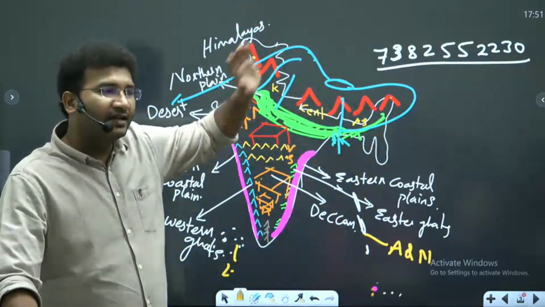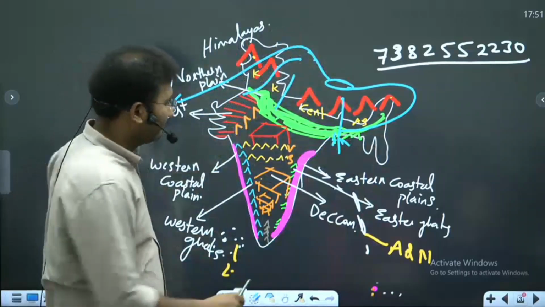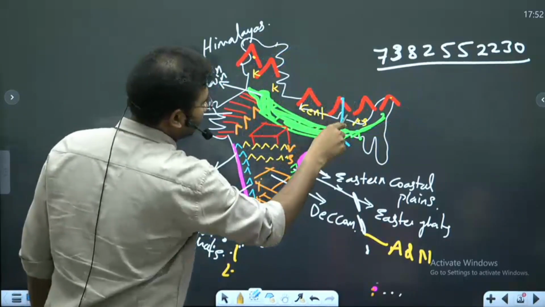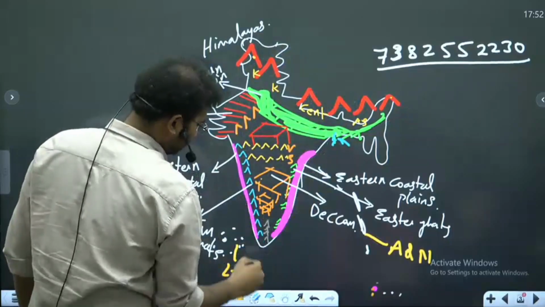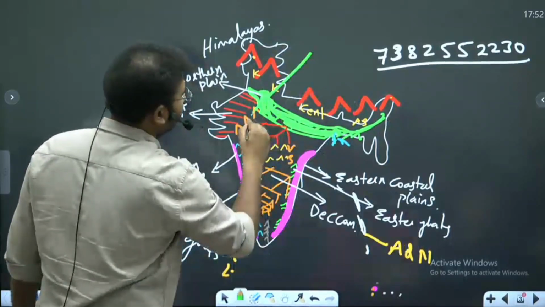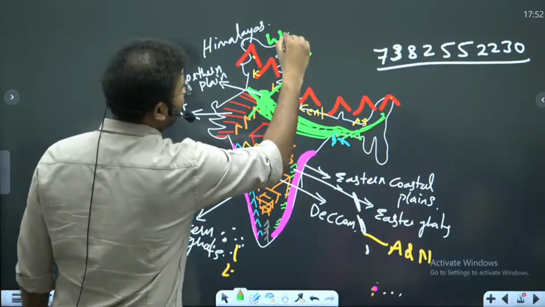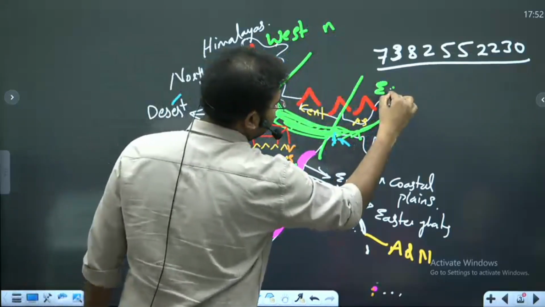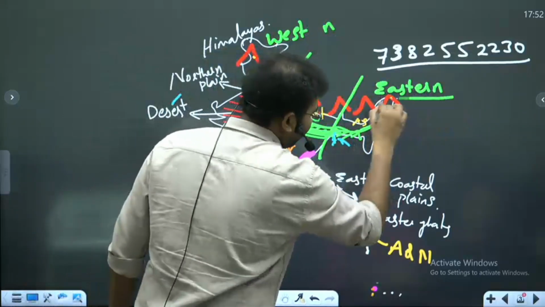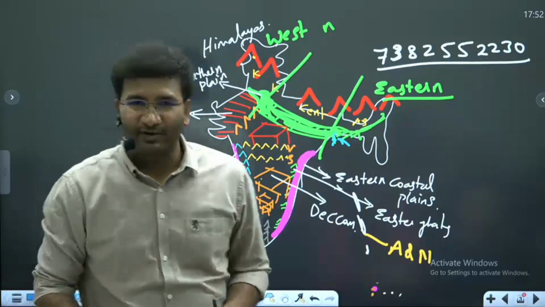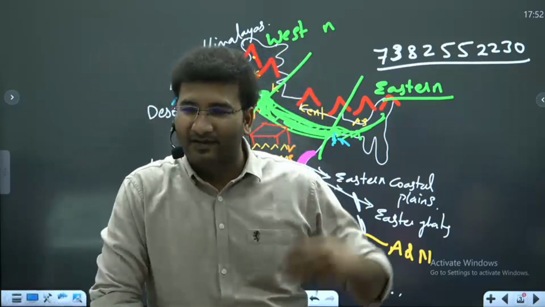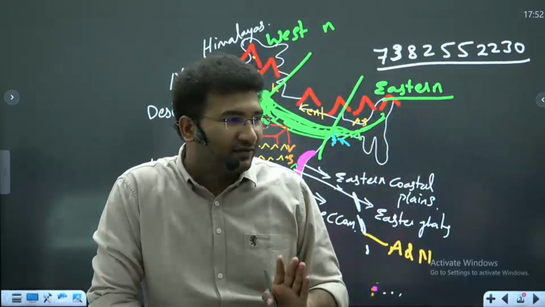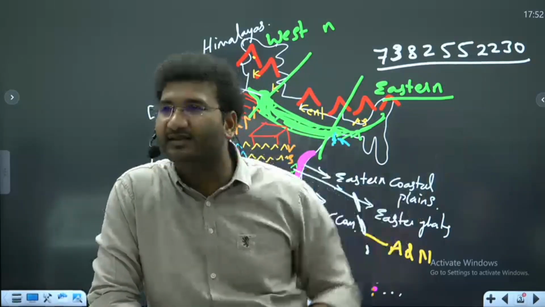See, the entire Himalayas can be divided like this. First thing, these are called Western Himalayas, and these are called Eastern Himalayas. Now, you take a couple of minutes and tell me, we have learned so much about Himalayas in the last few days. What is the fundamental difference between the Western Himalayas and the Eastern Himalayas?